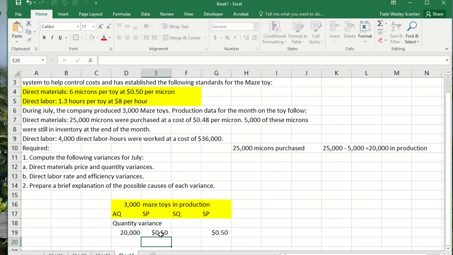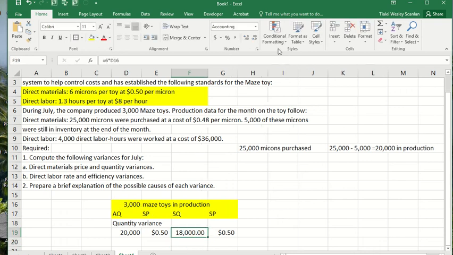6 microns per toy are needed. How many toys did they make? 6 microns per toy times 3,000 is what they should have used in production. So that would be 18,000 microns that they're going to need, that's the standard quantity. We get that on a total basis, 6 microns per toy, they're making 3,000 toys. Remember, there's a little math in there.